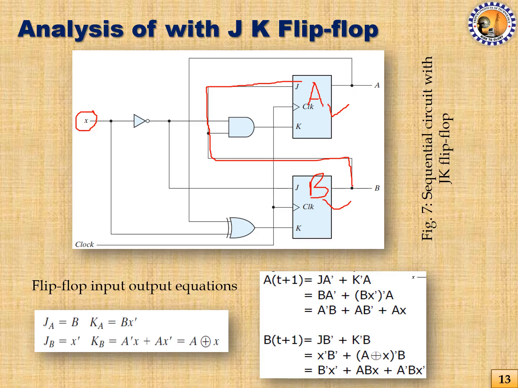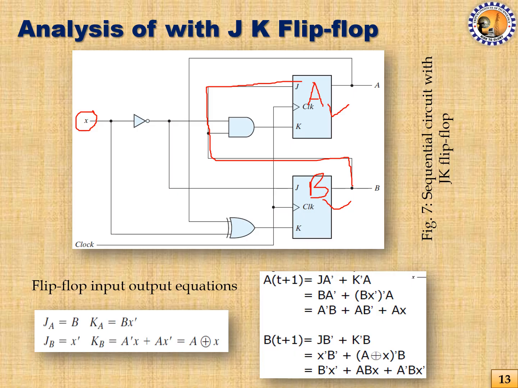Similarly, JB is X bar, and the KB expression is coming from the output of an XOR gate. To the input of the XOR, we have one input coming from X and another coming from A. So that's why it is A XOR X. These are the flip-flop input equations.